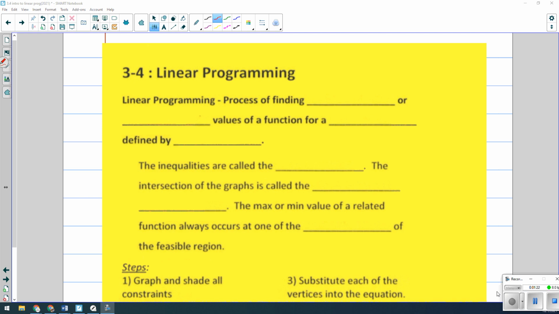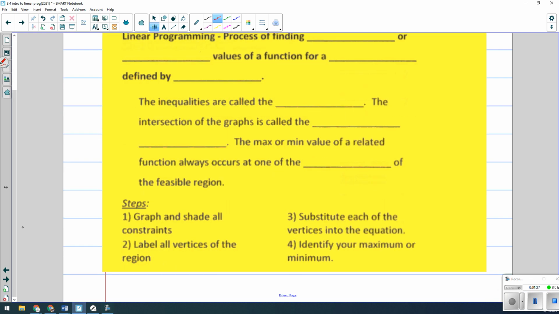The steps to use linear programming are to, first of all, graph and shade all of the constraints. Remember, the constraints are your inequalities. Then label all of the vertices of the feasible region, and then substitute each of the vertices into some equation. Now, the equation will be the situation that you're trying to maximize or minimize. And then once you've substituted each of the vertices in, you'll be able to clearly identify what value is the largest and at what ordered pair that happens. Maybe you're looking for a minimum though. So let's put this to work.